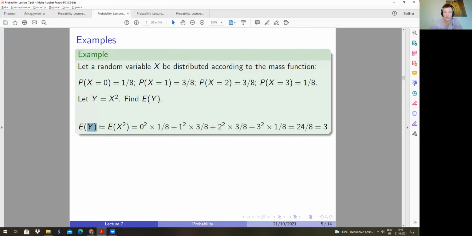So expectation of y equals the expectation of x squared. So this is g of x, right? G of x is x squared now. And now instead of x itself, I plug inside this transformation 0 squared, 1 squared, 2 squared, 3 squared. And I multiply this transformation by probabilities. And after the calculation, I have 3.